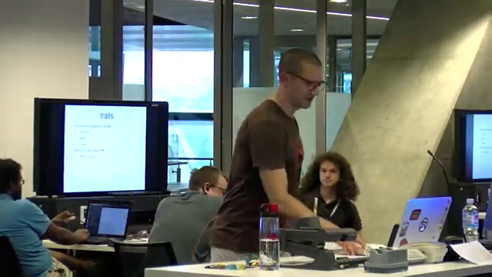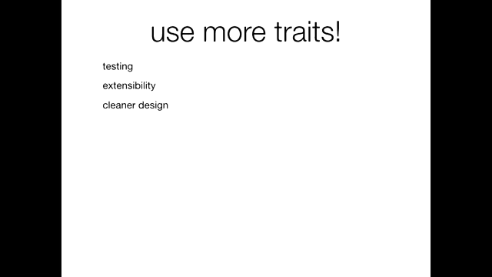So is there a way to prevent two implementations of the same trait for the same data type? The question is, do we prevent two implementations of the same trait for the same data type? Yes, that's what the coherence rules are for, but I'm not going to explain them because they're complicated. Any other questions? Okay, so you should use more traits.